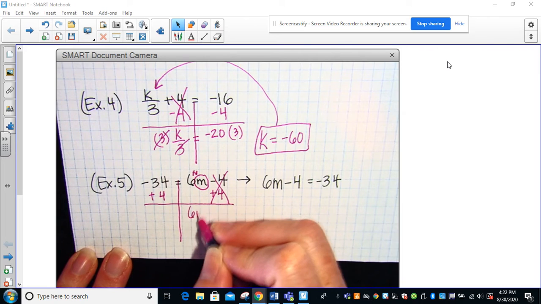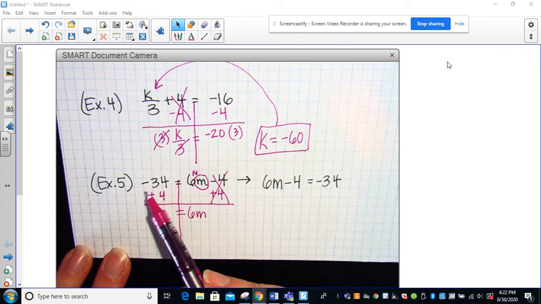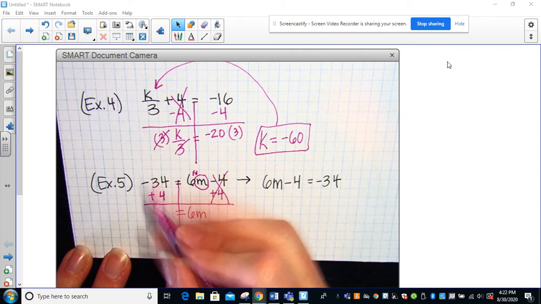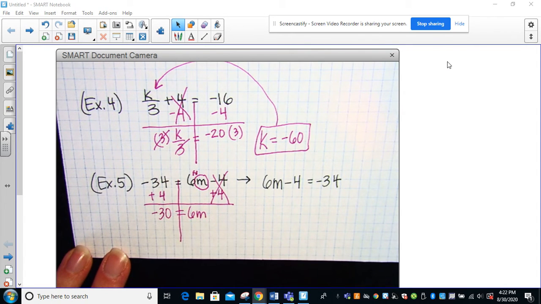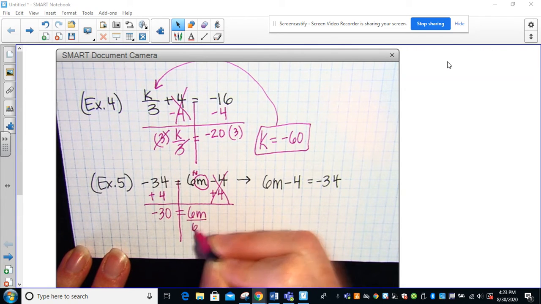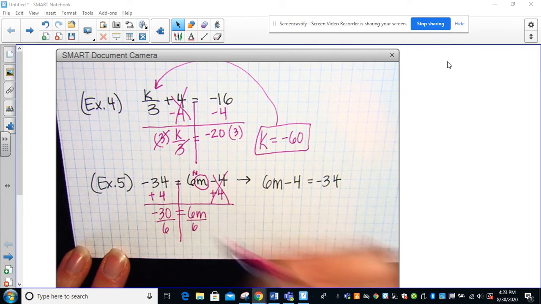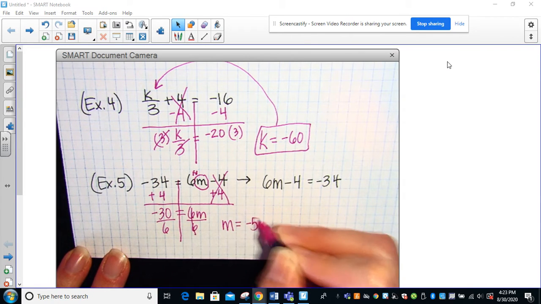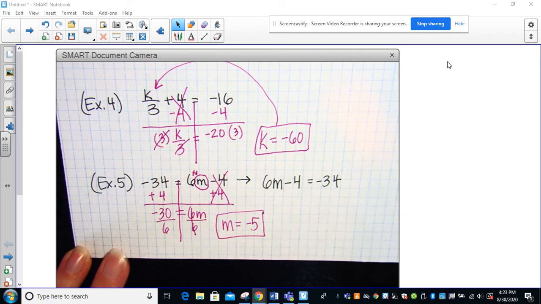Eliminates those. 6m comes down. If you are in the hole $34 and somebody gives you $4, then you're still in the hole $30, or negative 34 plus 4. And then finally, to get rid of that, since it's being multiplied, we're going to do the inverse, which is divide, and that gives you m equals negative 5.